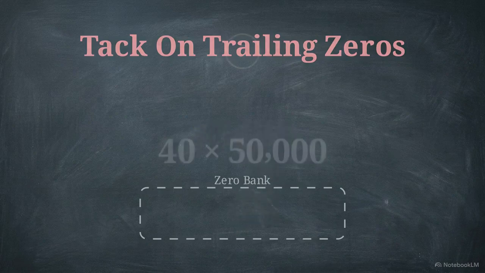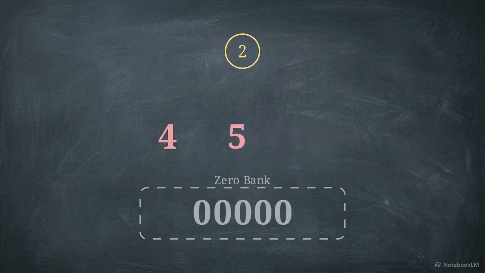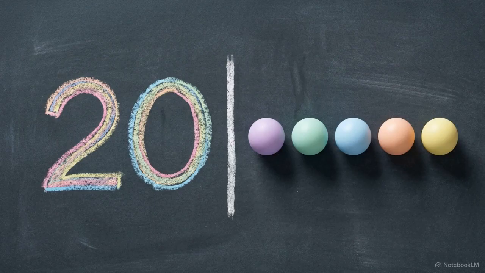Try applying this to 40 times 50,000. You have 5 seconds. First, bank the 5 trailing zeros. Multiply 4 by 5 to get your base product, 20. Finally, drop all 5 banked zeros behind the 20. The answer is 2 million. Respecting the strict boundary between the core product and your banked zeros is what prevents order of magnitude errors.